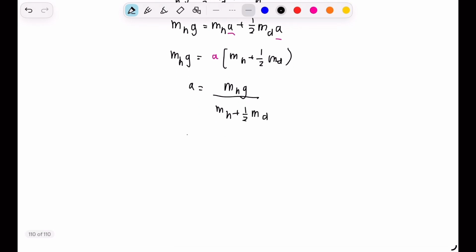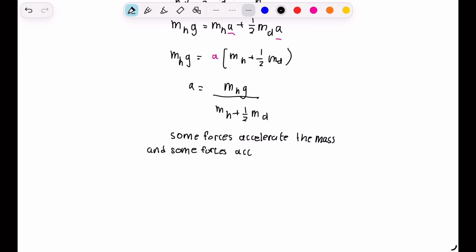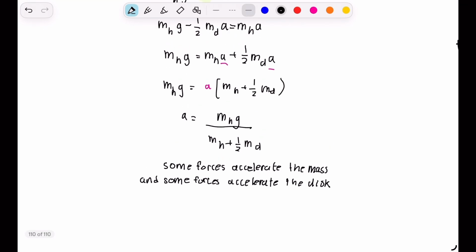And what we can see from this formula is some forces accelerate the mass, and some forces accelerate the disk. We can do some limit checks.